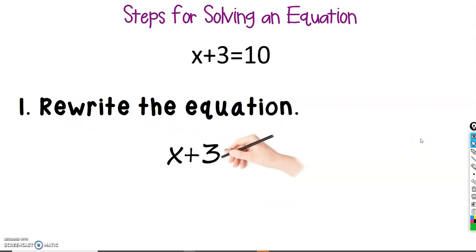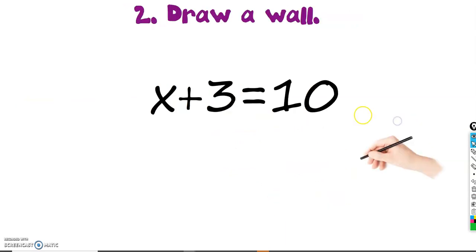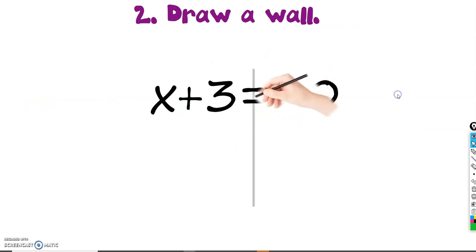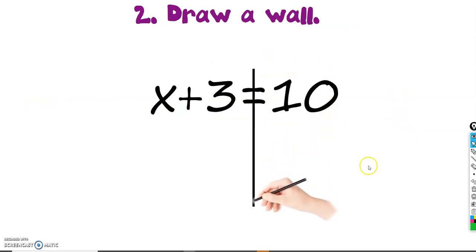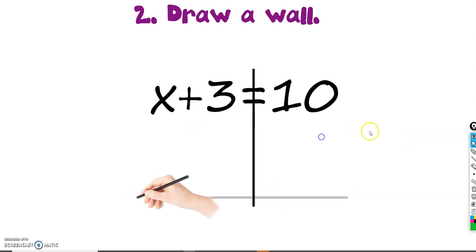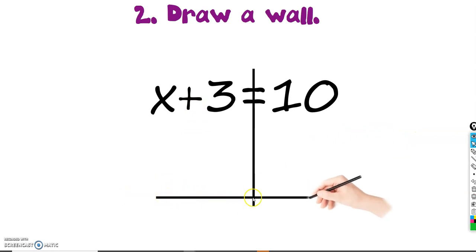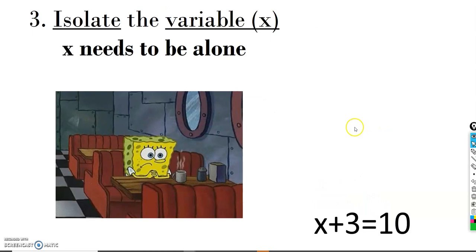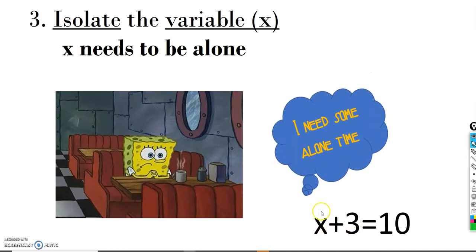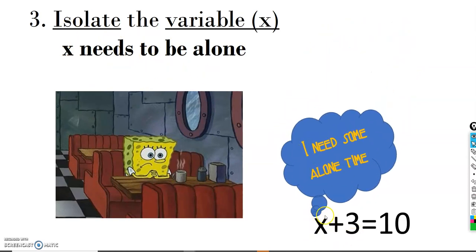So the first thing that we need to do is rewrite the equation. So we'll rewrite the whole thing on our paper. Once we've done that, we're going to draw a wall, and this helps us make sure that our equation is balanced. What I do on this side, I'll do on the other side, and here's my equal sign. The third thing that we have to do to be able to solve that equation is isolate the variable. So our poor little x needs some alone time. He's got to be all by himself. That means we got to knock this 3 off in some way.